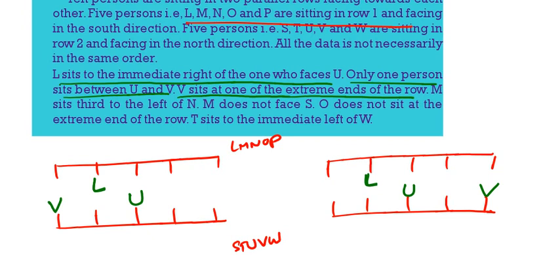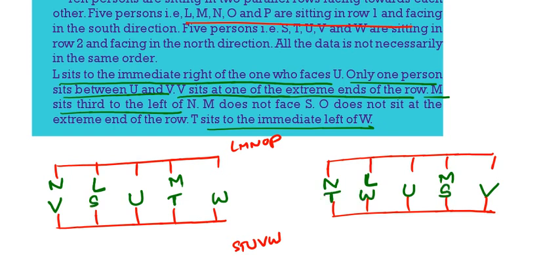Then M sits third to the right of N. This is N, N right third M. So here we will get N, N right third M. Then T is to the immediate left of W, S. Here T is to the immediate left of W, S. But M does not face S. Here M is facing which person? S. So this one is wrong.